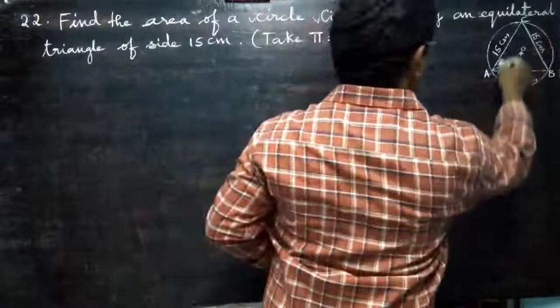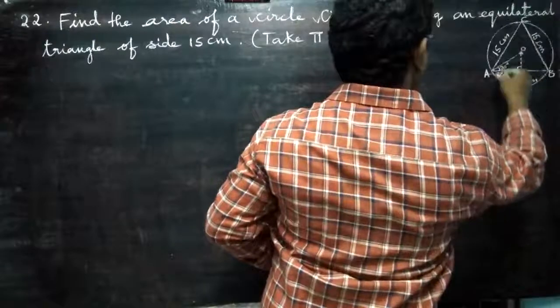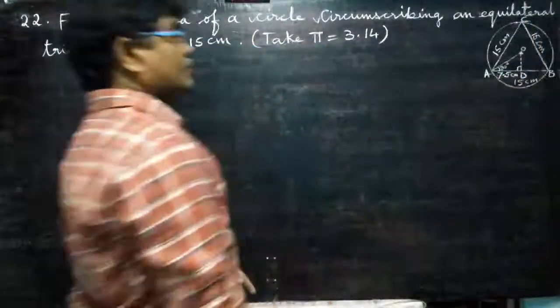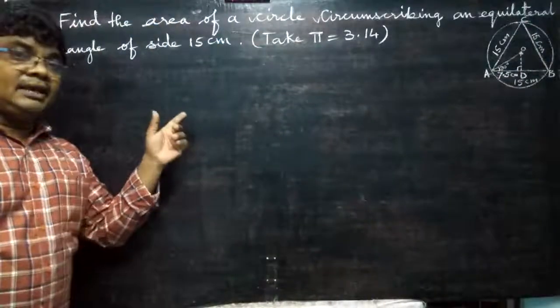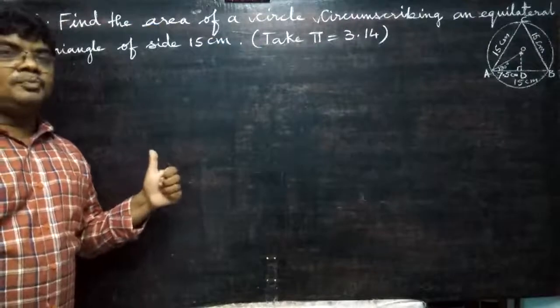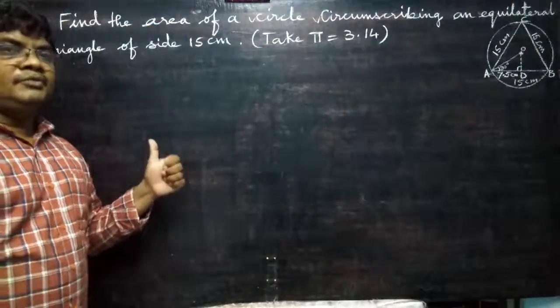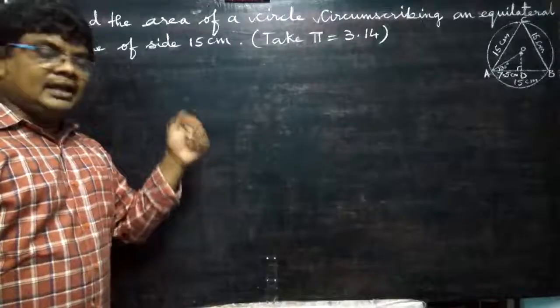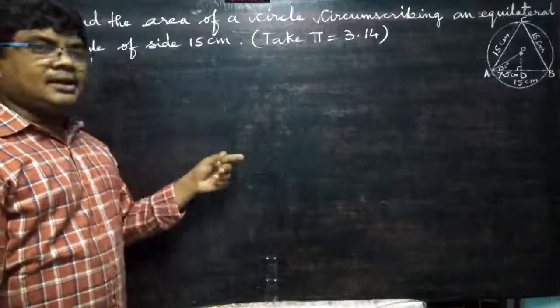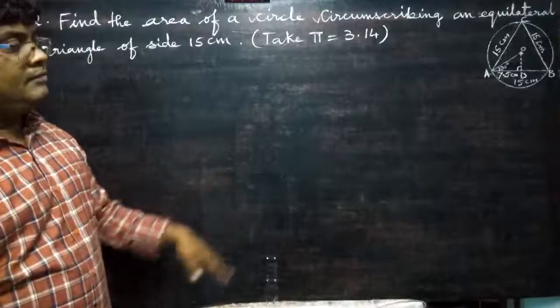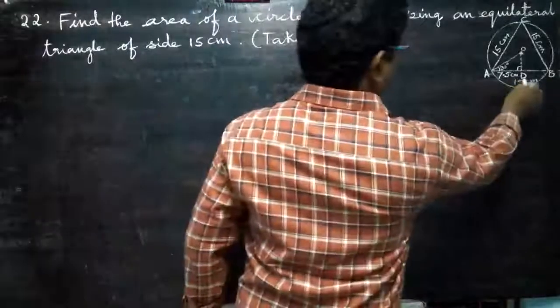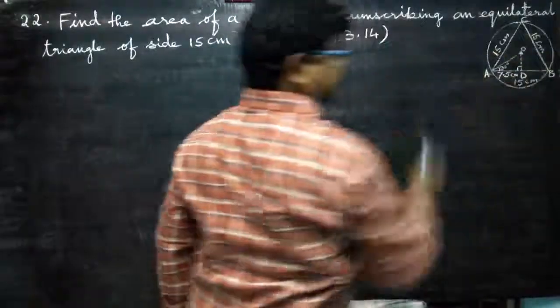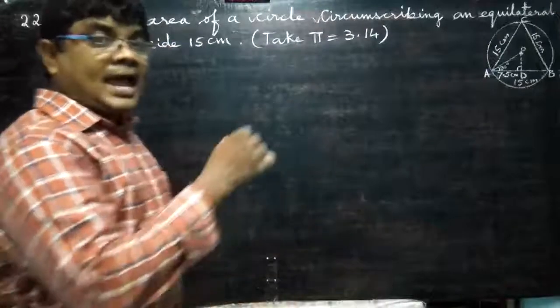Circumscribing, an equilateral triangle is there, circumscribed with a circle. And one thing, you have to know the equilateral triangle properties properly. If you are thorough with those properties, then you can do this problem. In an equilateral triangle, all sides are equal, all angles are also equal. 15 centimeters, 15 centimeters, 15 centimeters. And all angles are equal.